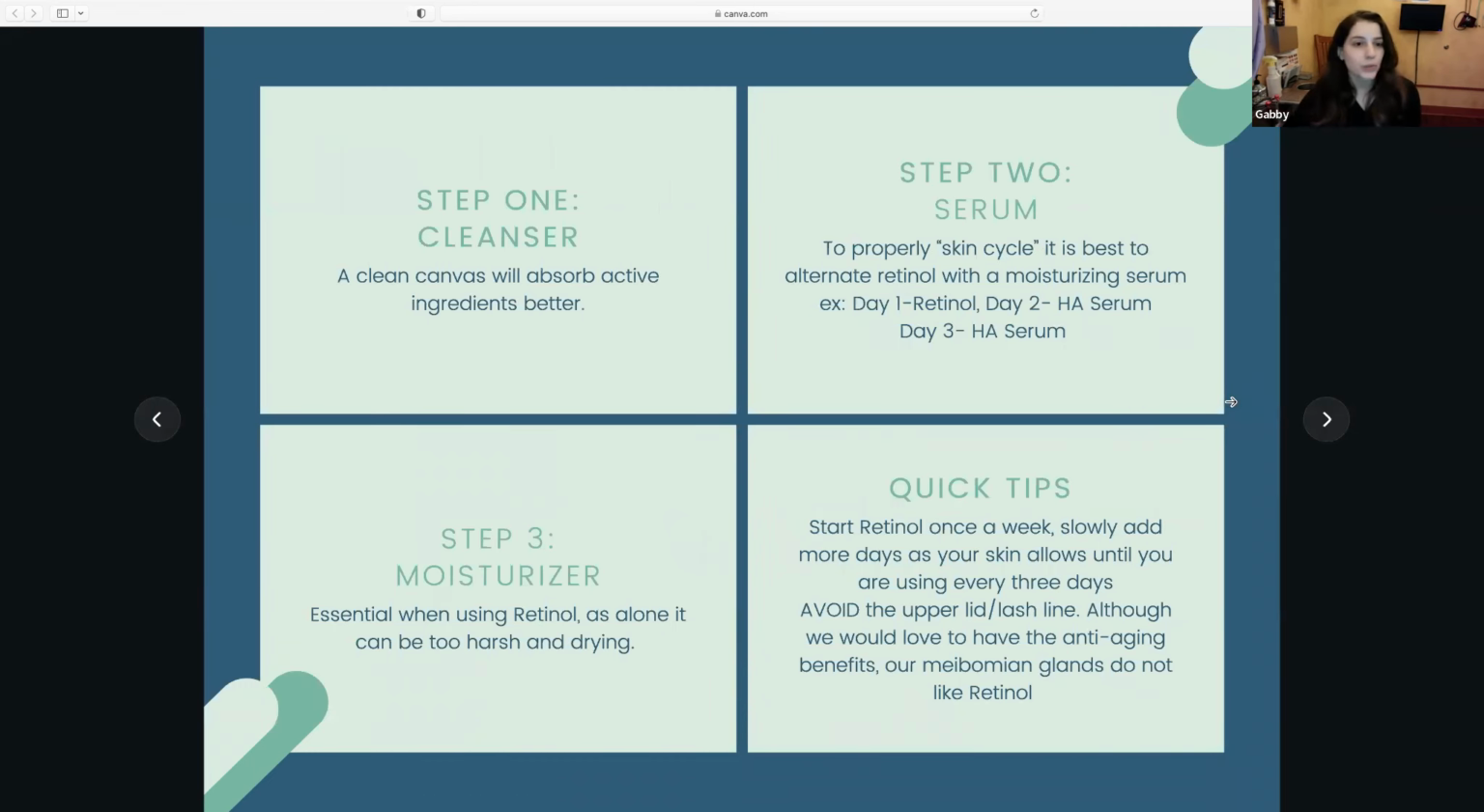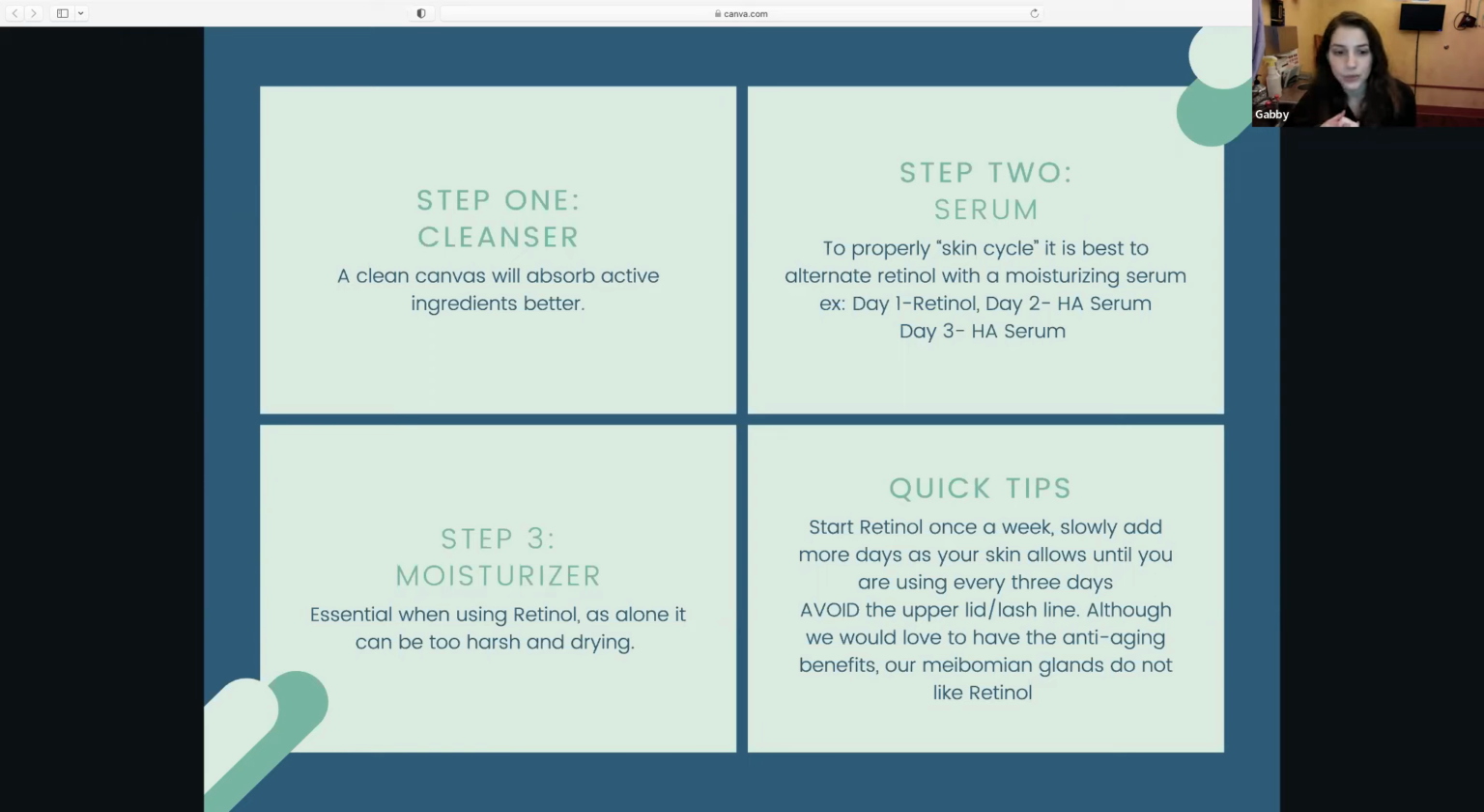So again, when you go in, you're going to use a cleanser that you like, makeup remover. You can use your OcuSoft to remove your makeup, then use your Bubbly Fresh to remove any other impurities that you want to remove. Then you do your serum, which can be, again, mixed with your moisturizer. But an example for skin cycling would be day 1, retinol, day 2 and 3, hyaluronic acid.